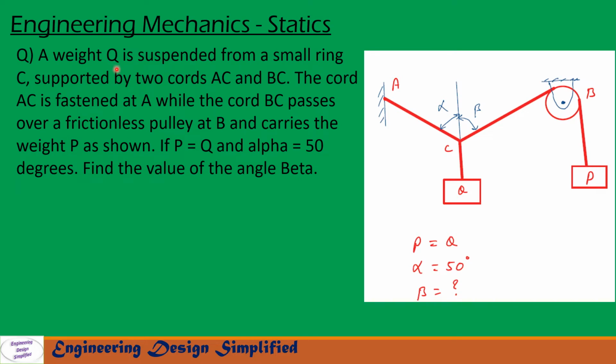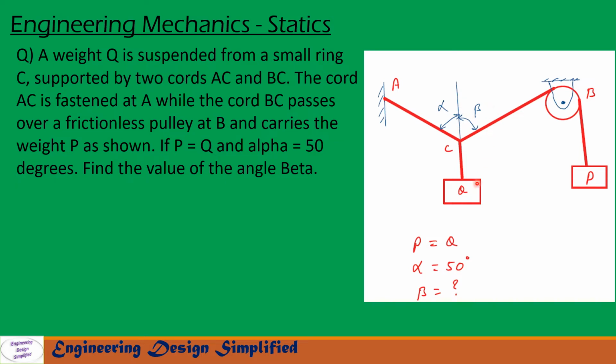Today's problem is: a weight Q is suspended from a small ring C supported by two cords AC and BC. The cord AC is fastened at A, while the cord BC passes over a frictionless pulley at B and carries the weight P as shown in the figure. If P equals Q and alpha equals 50 degrees, find the value of angle beta.